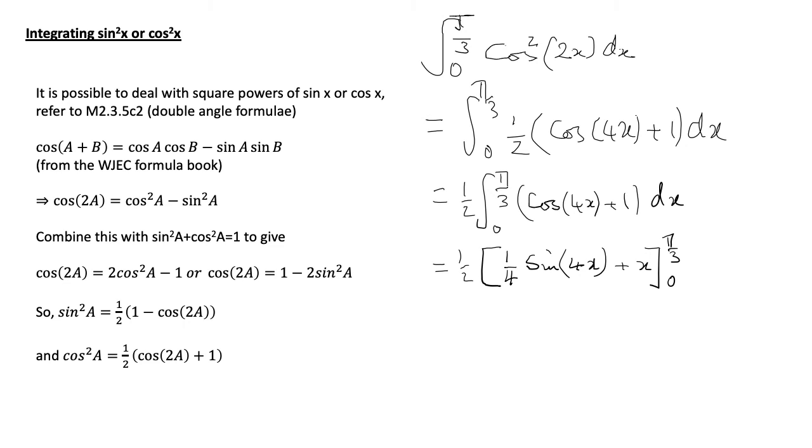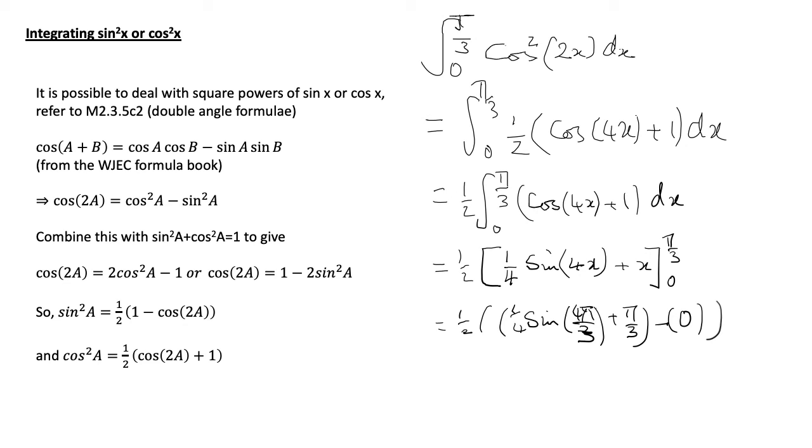Now the integration of the cos 4x, we should be hopefully getting our brains around that one by now. It'll become 1/4 sine 4x. The integral of 1 with respect to x, of course, is x. My limits are pi by 3 and 0. So I'll get 1/2 bracket 1/4 sine of 4 times pi by 3, plus my value of x equal to pi by 3, so plus pi by 3, minus.